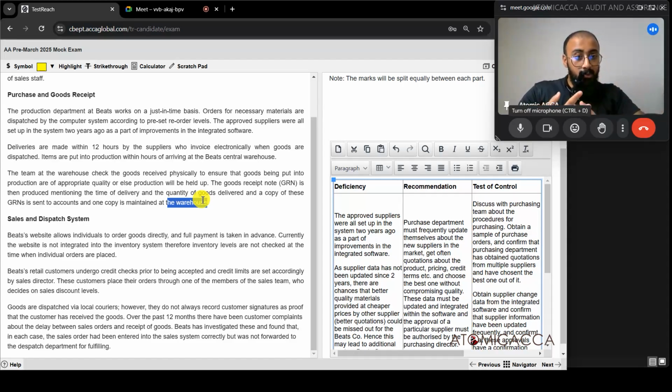Second thing, for goods that have not yet been delivered, the purchasing department will not be aware of this, so they will forget to follow up. That will automatically cause a delay in delivery to the customer as well, because they are following a just in time basis. Just in time means you're having inventory only when an order comes from the customer. So if products are not yet reaching over here, that delay will automatically affect the customer as well. So this is the problem with having that documentation issue.